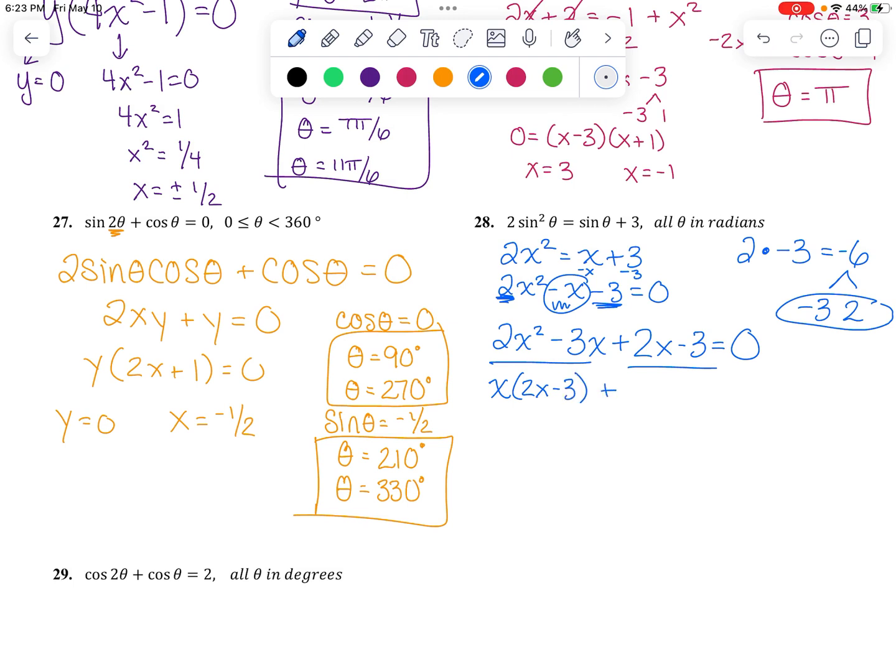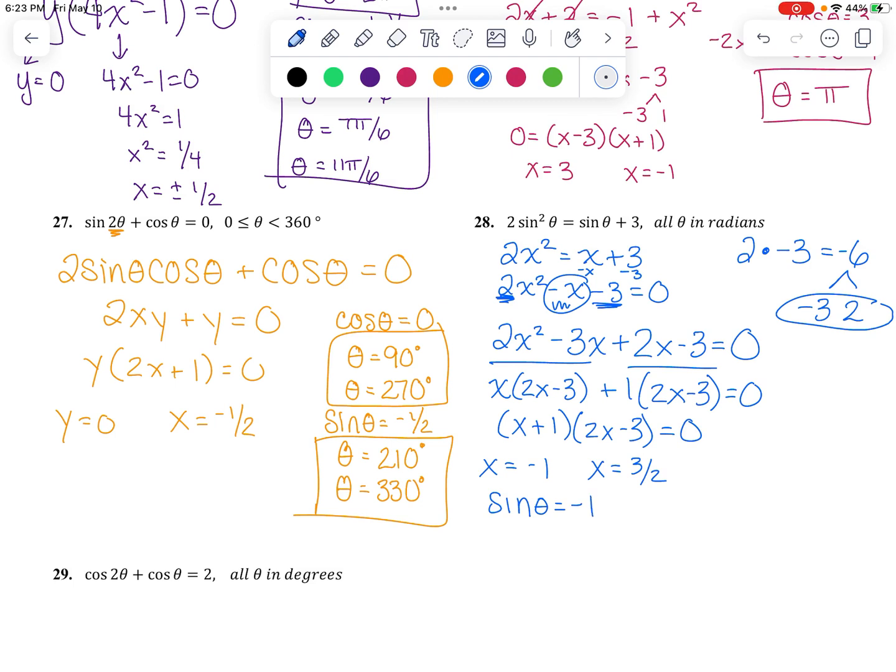First group, I can pull out an x, leaving me with 2x minus 3. The second group, I can't really factor anything out other than a greatest common factor of 1. And in grouping, that is the only time I factor out 1 because I need the x plus 1. Okay, now I split and set equal to 0. This will give me negative 1. 2x minus 3 equals 0 would give me, add the 3, divide by the 2, 3/2.